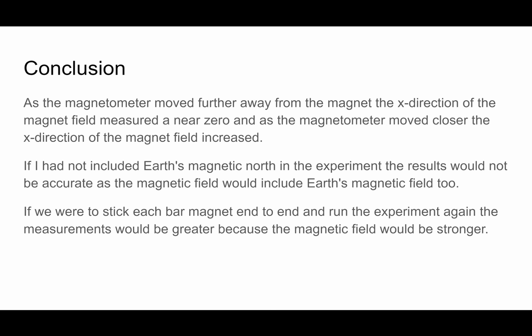So in conclusion, as the magnetometer moved further away from the magnet, the x direction of the magnetic field measured near zero. As the magnetometer moved closer, the magnetic field increased. If I had not included Earth's magnetic field in the experiment, the results would not be accurate, as the measured magnetic field would include Earth's magnetic field too. So if we were to stick each bar magnet end to end and run the experiment again, the measurements would be greater because the magnetic field would be stronger.